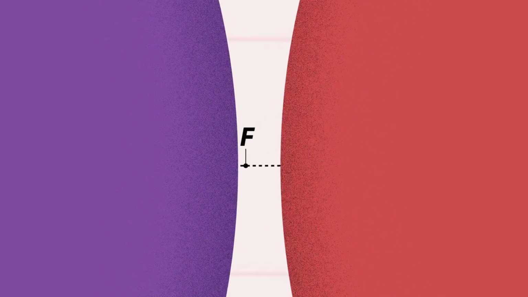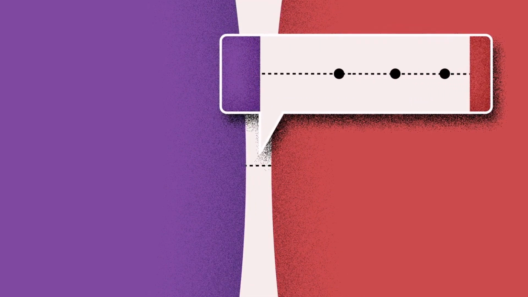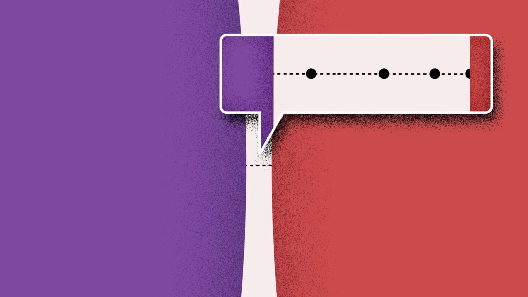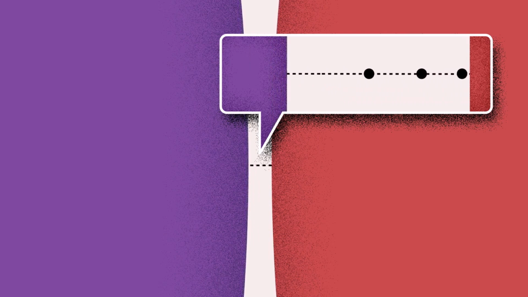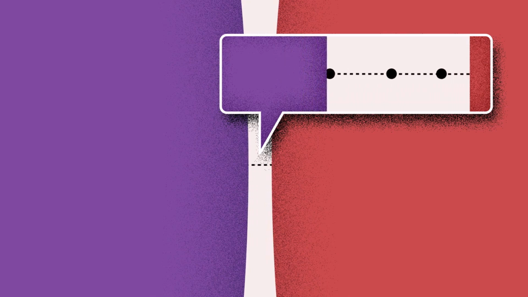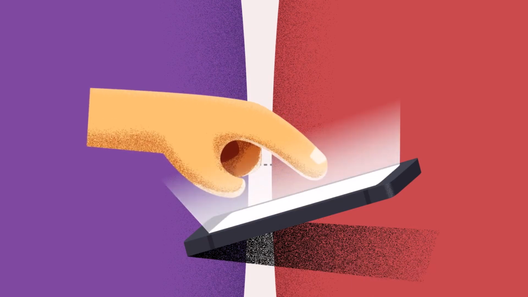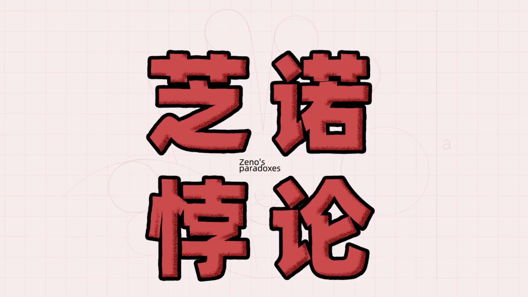Regardless of how near the purple ball gets to the red ball, it must pass through one midpoint after another, and we know these midpoints are endless, even for the tiniest distance. There is always a midpoint, so theoretically, the two objects should never touch. But in reality, things are different. For example, you just touched the screen to open the video. This problem is known as Zeno's paradoxes.